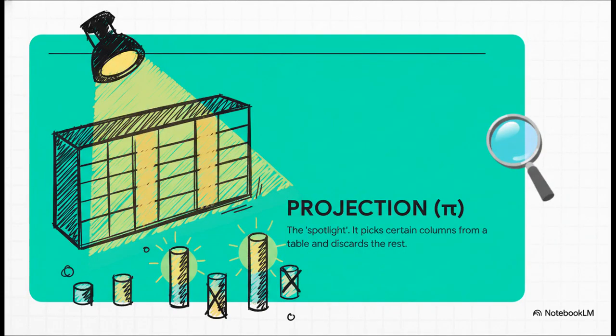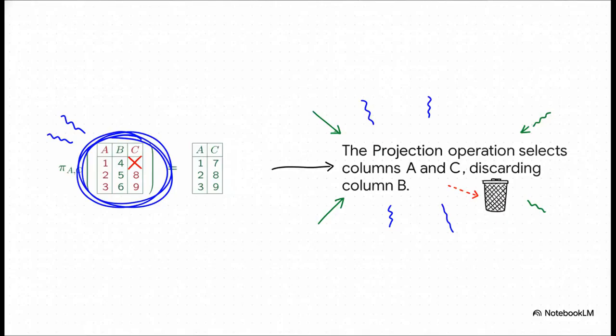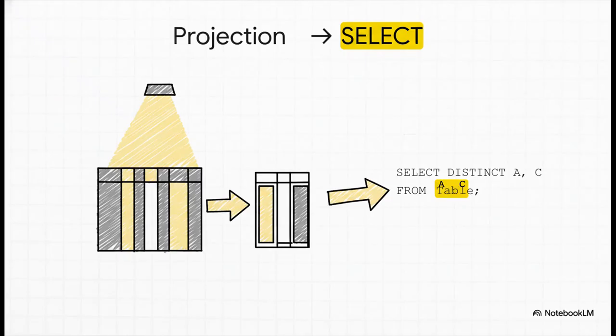All right, next is projection. So if selection is about picking the rows, projection is all about picking the columns. It's kind of like a spotlight that only shines on the specific columns you care about. So here, the projection operation, which uses the pi symbol, takes a table that has three columns, A, B, and C, and it spits out a brand new table that keeps only columns A and C. Column B just gets tossed out. And in SQL, you guessed it, this is our select list. It's the part where we explicitly name the columns we want to see in our final result.